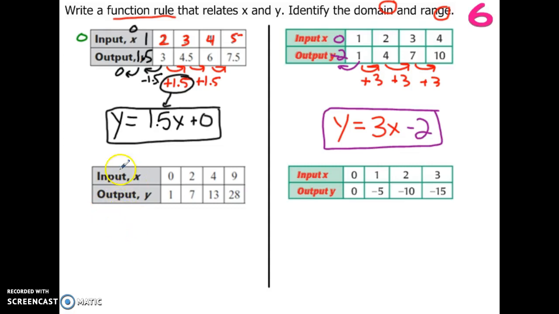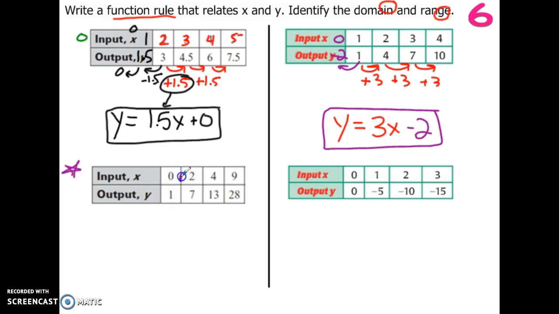Alright, continuing on, this first one I said was a little bit tricky because, not like these other ones that go by ones, 1, 2, 3, 4, or 2, 3, 4, 5, this one goes 0, 2, 4, 9. So if they don't go by ones, we need to make them go by ones. So from 1 to 7, right now that's an adding of 6.